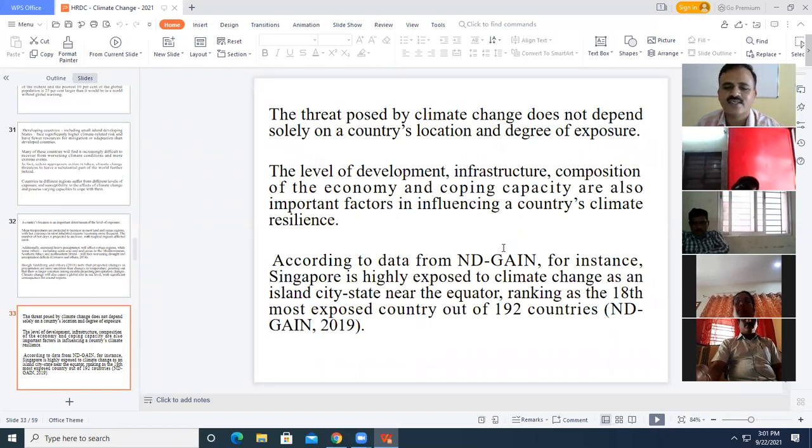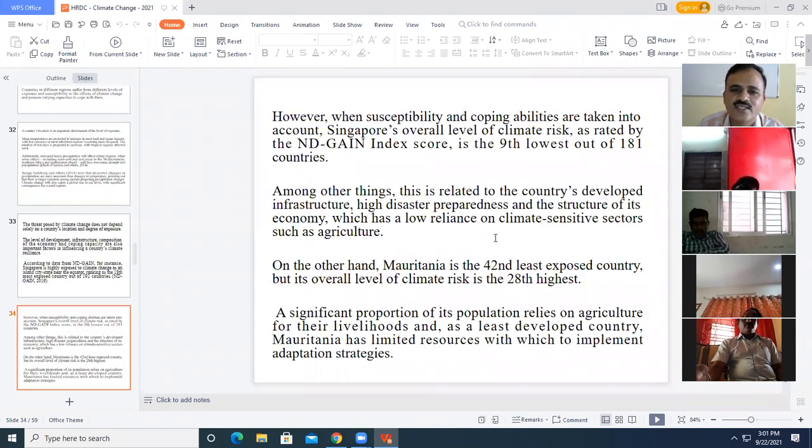And the next is again related to that unequal exposure based on location across countries. And again, related to susceptibility, that is the vulnerability of countries, and coping abilities are taken into account.